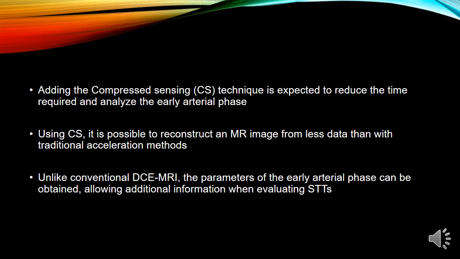Adding the compressed sensing technique is expected to reduce the time required and analyze the early arterial phase. Using CS, it is possible to reconstruct MR images from less data than with traditional acceleration methods. Unlike conventional DCE-MRI, the parameters of the early arterial phase can be obtained, allowing additional information when evaluating STTs.